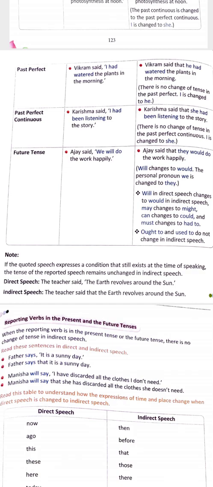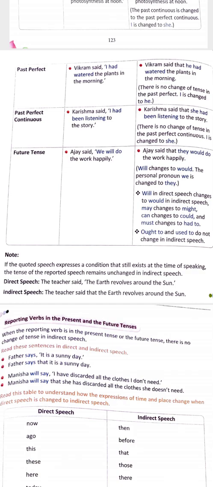The reason is that if we have any kind of past perfect tense, somebody might say we have to change it, but we can't make any changes. So there would be no change. For example, Vikram said, "I had watered the plants in the morning." Now we will write Vikram said that, and I changes into Vikram, who is a boy. We will write here, he had watered the plants in the morning.